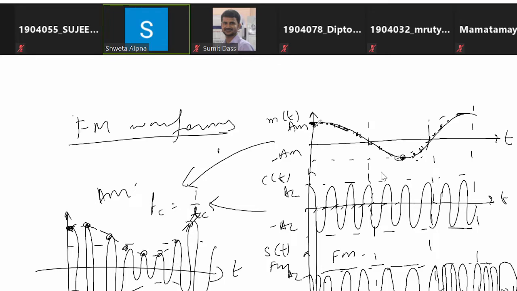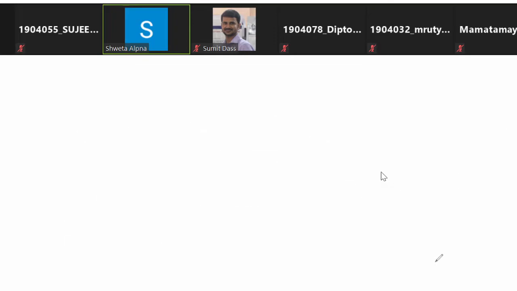For more amplitude, more frequency, which means the number of cycles are more. For less frequency, the number of cycles are less. Again, for more frequency, the number of cycles are more. So this is how the frequency modulated waveform is going to look. Once you perform frequency modulation, the message signal is now in the frequency variations of the carrier signal. Amplitude remains constant. So this is the frequency modulation concept.